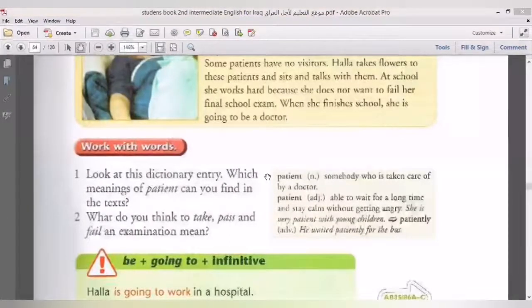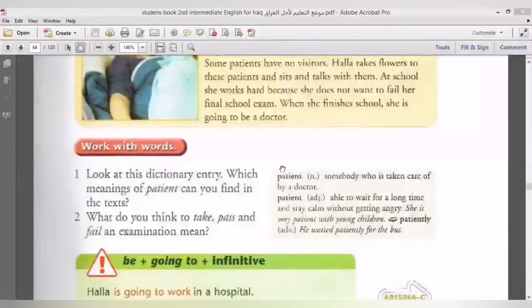Yaani, to be examined. Pass an examination. Not examine, take an examination. Yusuf, I asked, what is the meaning of take an examination? It means, you are so sleeping today. Yes, Omar, when I say pass the examination, it means to succeed. And fail the examination. Yes, Basmala. Fail the examination, you know. It's so easy for you.